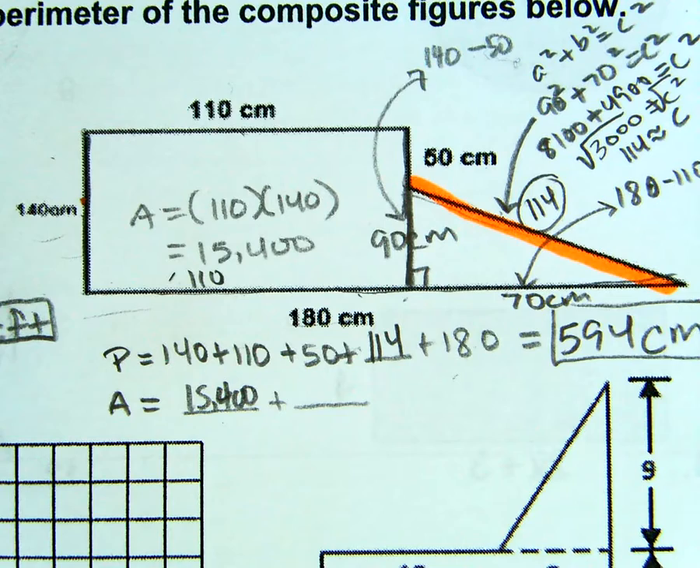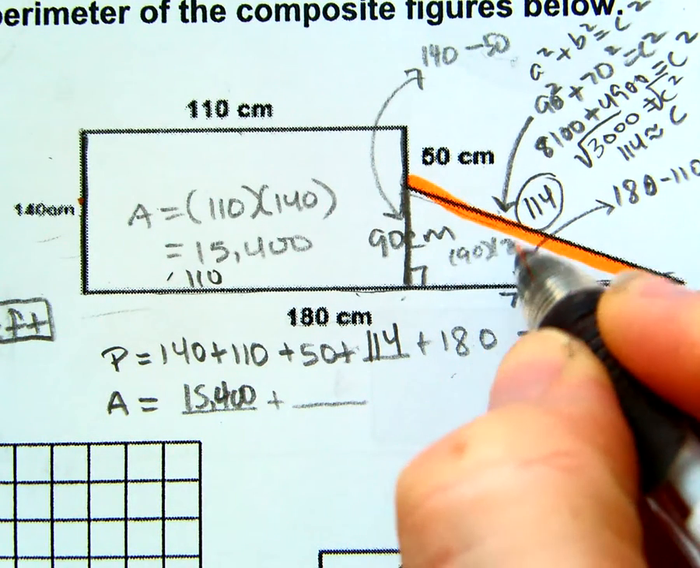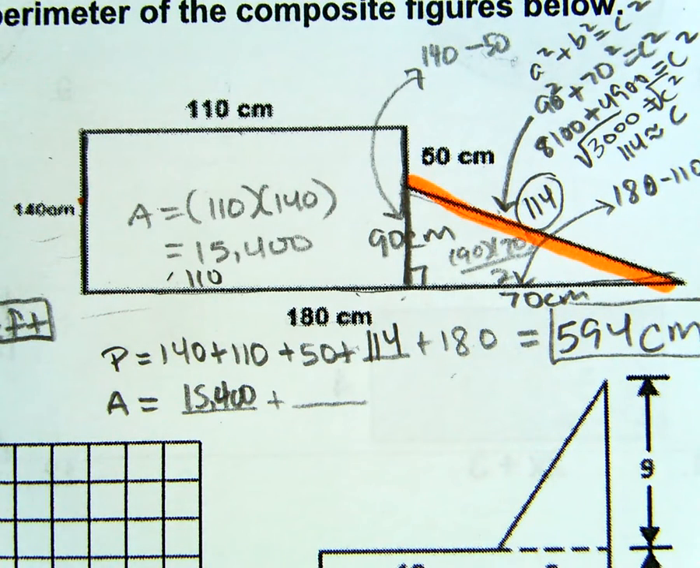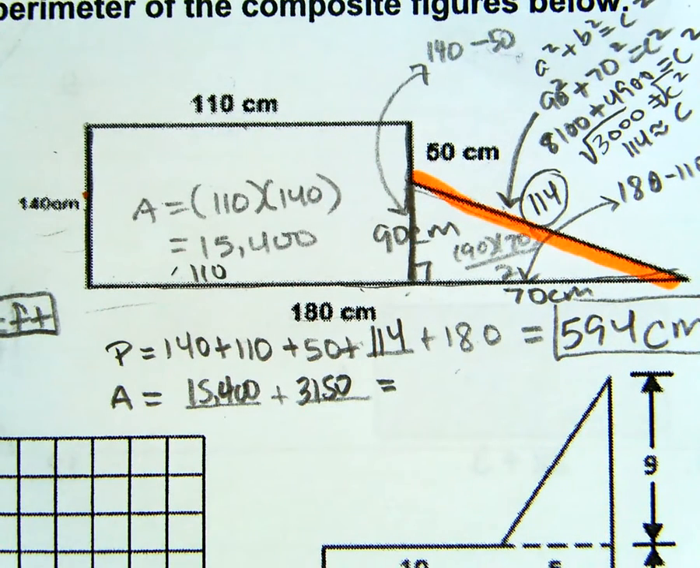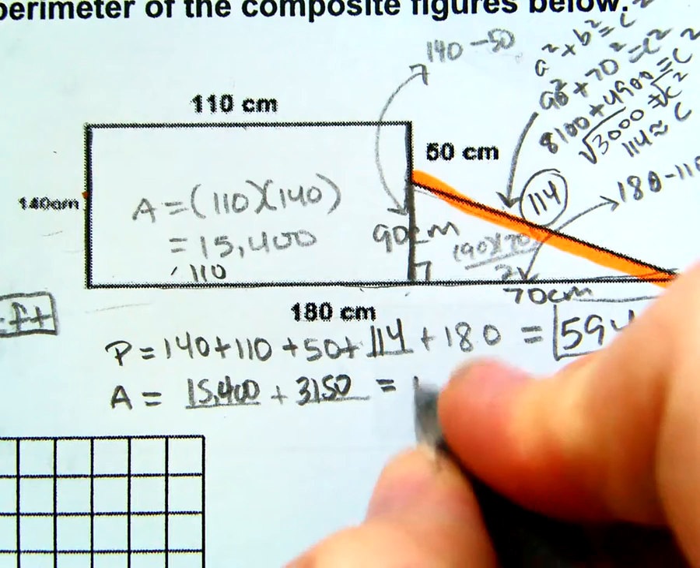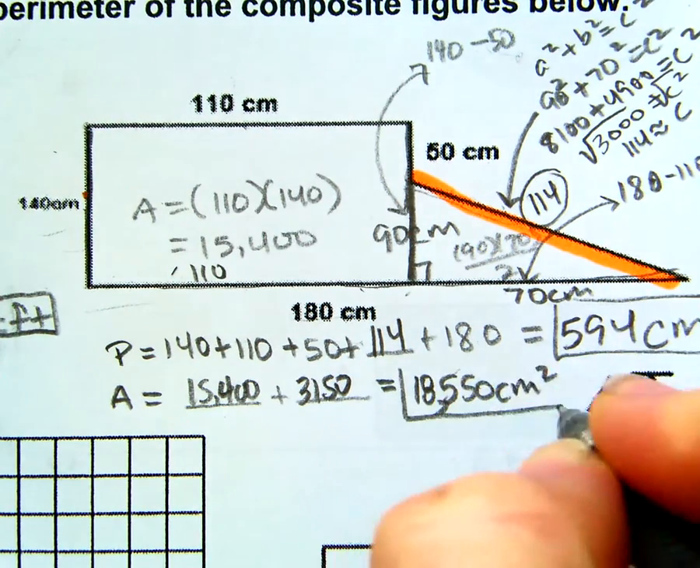And then I'm going to add to that the area of my triangle, which is base times height divided by 2. So I'm going to do 90 times 70, and then divide that by 2. And that's going to give me 3,150. And then I can add those two areas together. Let's see, 15,400. And that's going to give me 18,550 square centimeters as my area.